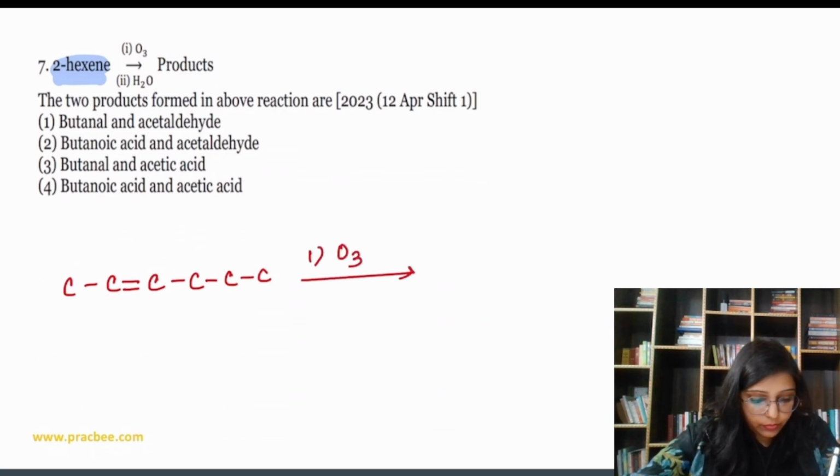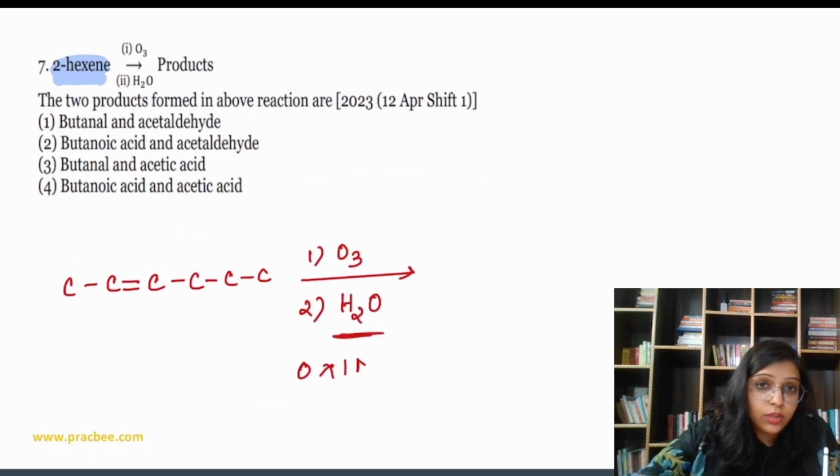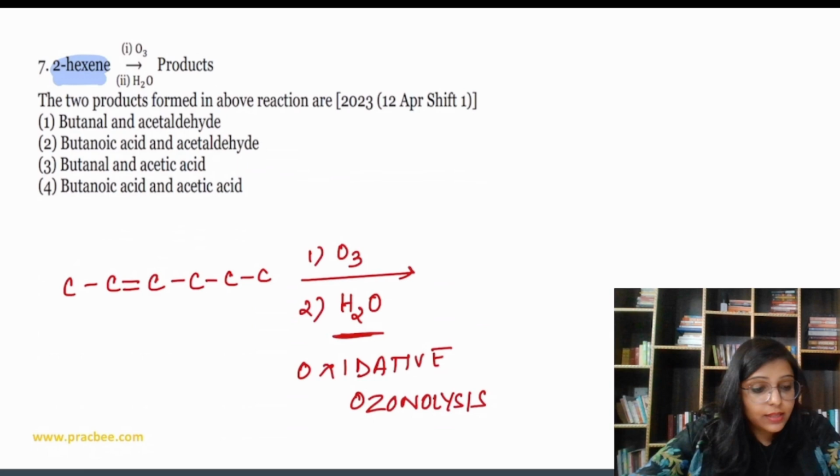O3 and second is H2O. H2O means oxidative ozonolysis. So what do you need to do? I have already discussed the mechanism in the above question. Here I am going to use a trick only. It just dissociates this bond.